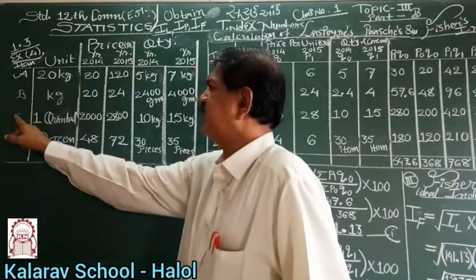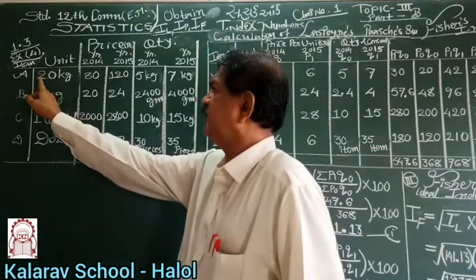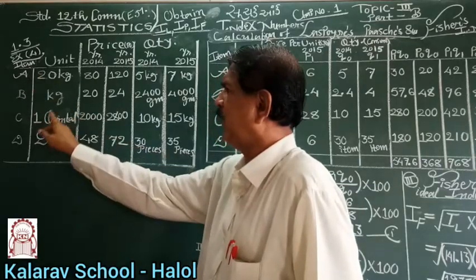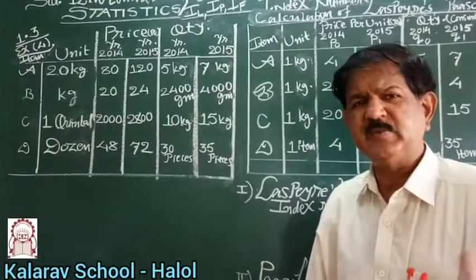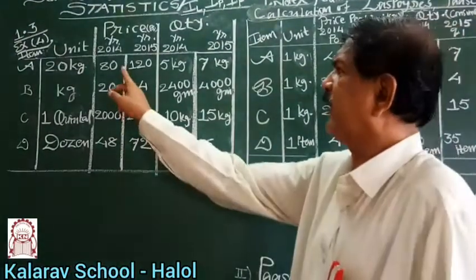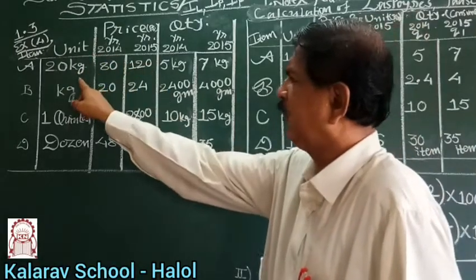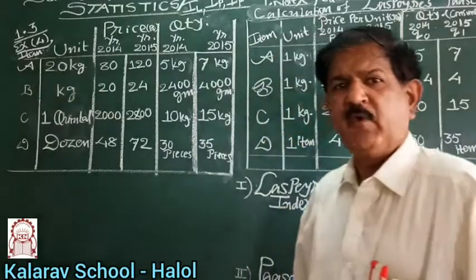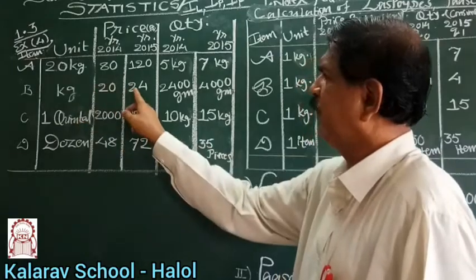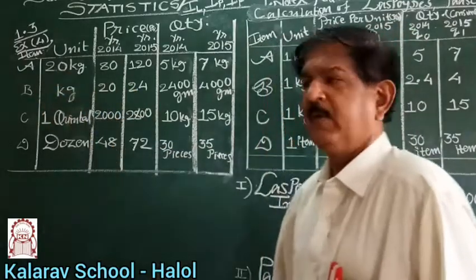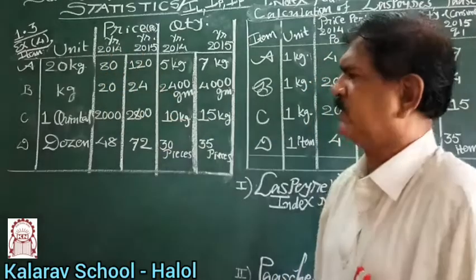Item codes A, B, C, D and units are given in terms of 20 kilogram, quintal and dozen. Prices for the base year and the current year are given: 80 rupees for 20 kilogram and 120 rupees for 20 kilogram for item A. For item B, 20 rupees per kilogram and 24 rupees per kilogram. P0 means base year price, P1 means current year price.